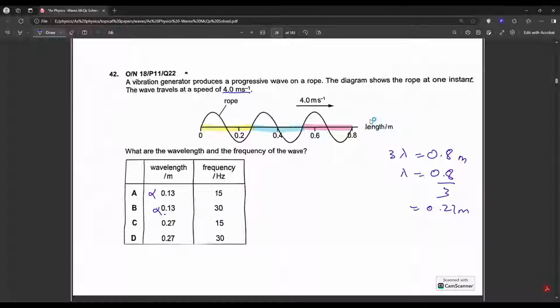Now let's move on to calculating the frequency. v is equal to f lambda. What is v? 4. Divided by lambda, that is 0.27. What will your frequency come out to be? 4 divided by 0.27. This comes out to be what? 14.8. That is 15. C is your answer. Frequency is roughly 15 Hertz. C is your answer. Let's further move ahead.